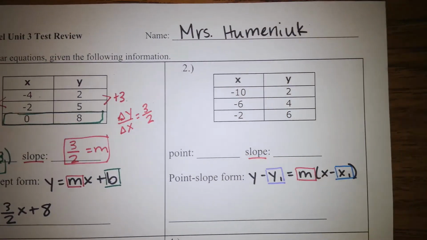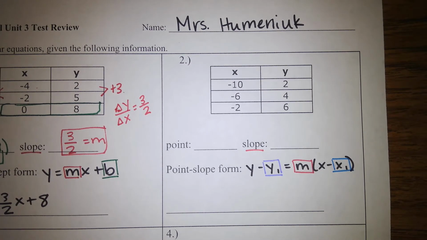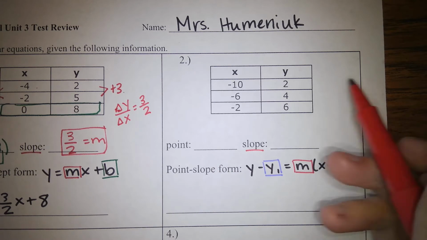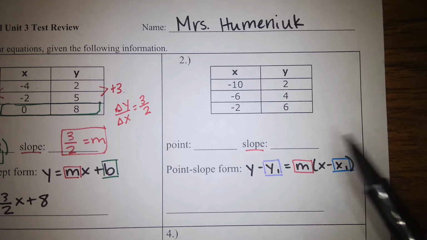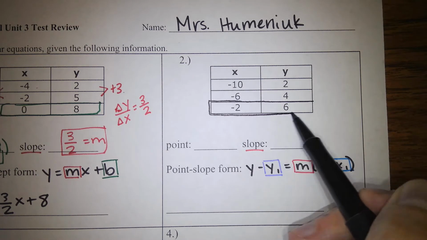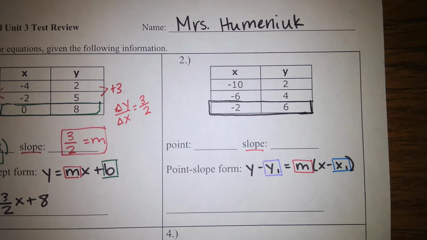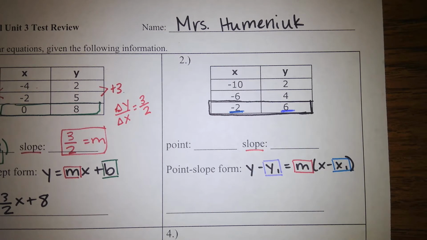If we switch over to number 2, it's asking for it in point-slope form from a table. So when we're looking at this, we need a point, and guess what? You can pick any point on this table. For mine, I am going to pick the bottom point, -2 and 6. In this case, my -2 is my x, my 6 is my y. So I'm going to write my point as (-2, 6).